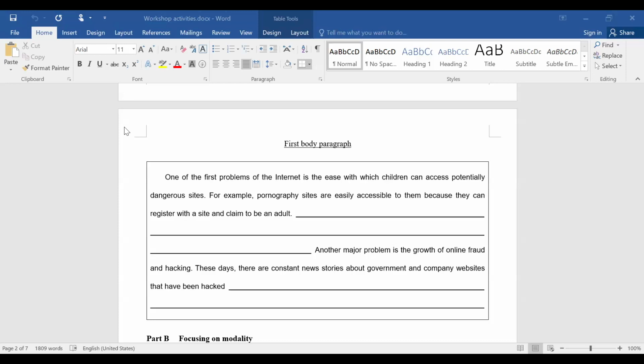Yesterday, this may, or you can share your screen with us if you don't mind. Okay, thank you, Zifei. This may affect. Okay, I'm referring to the gap here. Okay, the gap here. For example, pornography sites are easily accessible to them because they can register with the site and claim to be an adult. This may affect their thoughts and development, which may be a negative influence on the children and for society.